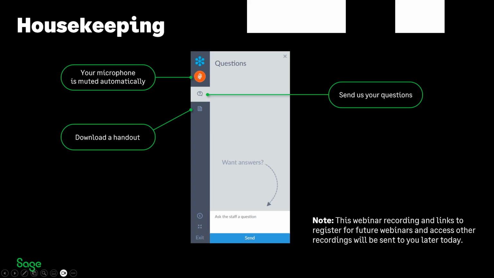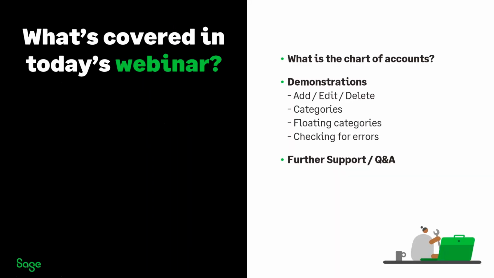Right, so let's have a look at what we're covering in the session. A little bit of a brief introduction to the chart of accounts itself. Today's session will mainly be demonstration. There's not a lot of theory to the chart of accounts. So we'll start with a brief introduction, but then get stuck into the demonstrations, giving you an idea of what you can do in there. So adding, editing, deleting a chart of accounts. We'll look at the categories, the nominal ranges. Probably the most complicated part of any is the floating categories. So we'll quickly discuss those, give you an idea of what they actually refer to. And then we'll look at checking for errors as well.